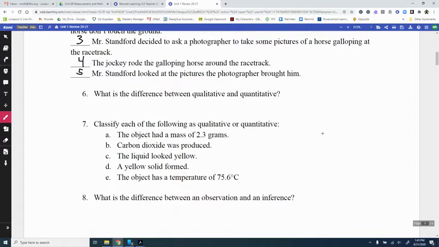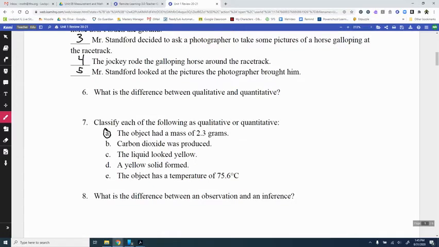So a quantitative observation is an observation that does include numbers. So for these different examples down here, I'm just going to circle the quantitative ones. So quantitative is anything with numbers. So that's going to be A, because we have an object's mass of 2.3. So basically anything that is measured is going to be a quantitative observation. And then letter E gives you the temperature of something. All these other ones, carbon dioxide was produced, the liquid turned yellow, a yellow solid is formed. None of those things have numbers in them. So those are all qualitative, and the circled ones are quantitative.